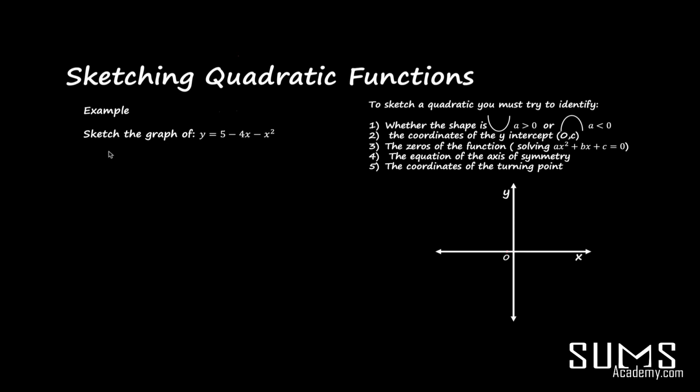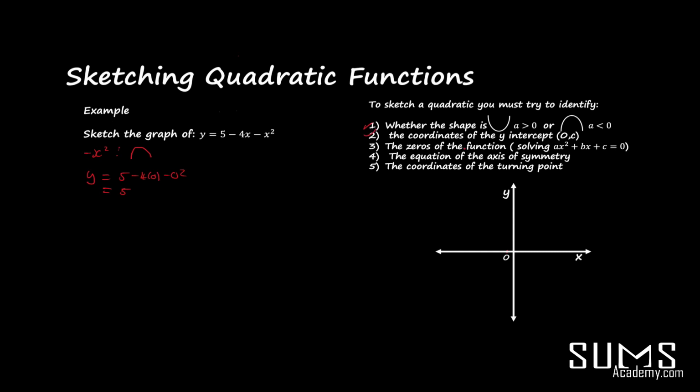So we're asked here, sketch the graph of y equals 5 minus 4x minus x squared. First off, number one, is it going to be a minimum turning point or a maximum turning point? Well, it's negative x squared, therefore it's going to be a maximum turning point, or a sad face. Number two, the coordinates of the y-intercept, 0, c. So what is the y value when x is equal to 0? 5 minus 4 times 0 minus 0 squared is 5. Pretty straightforward. So 1 and 2 done.